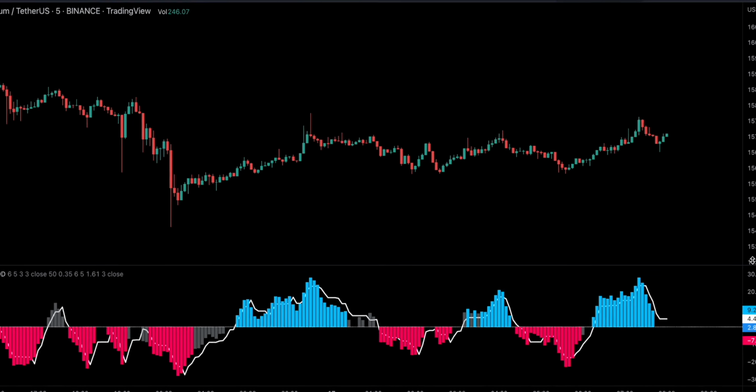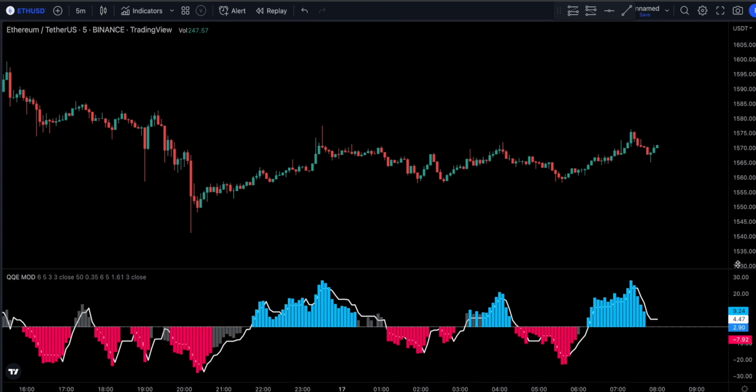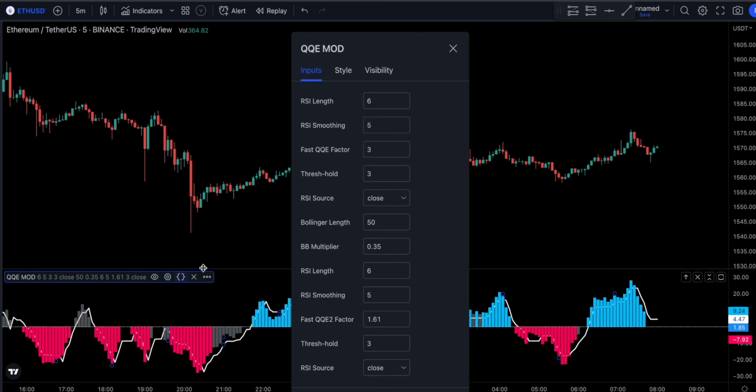We will be using this tool as secondary confirmation. This means that the signals given by the first confirmation indicator in our strategy will be confirmed by QQE MOD. The settings of this indicator will remain on default.